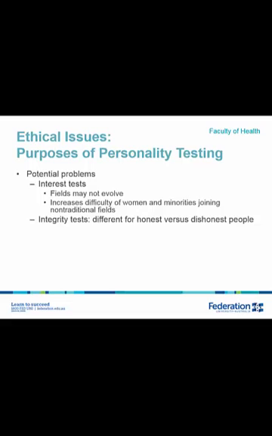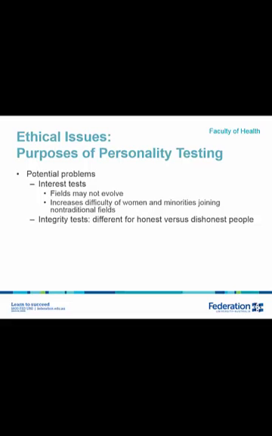A potential problem with these types of tests, however, is that because these interest inventories are constructed using people already in a particular field, there's an underlying assumption that that particular field should continue to be populated by the very same people who took the test and provided the sort of normative data for the test. The danger here is that the field may not evolve and that it may continue to exclude certain types of people who've typically been underrepresented in that field before, whether it's women or minorities.